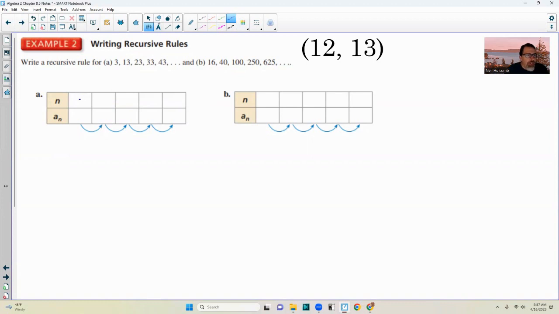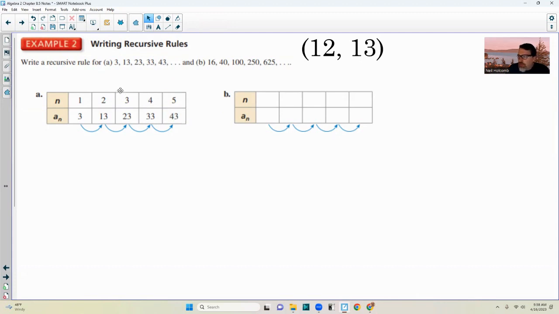So our first term is 1. Our n is 1 for our first term, and our first term, a sub n, is 3. So n equals 2, that means a sub n, or our second term, well, that's 13. And our third term, n equals 3, our third term is 23. And when n is 4, that's our fourth term, that is 33. And then our fifth term is 43. So that's how you do this.